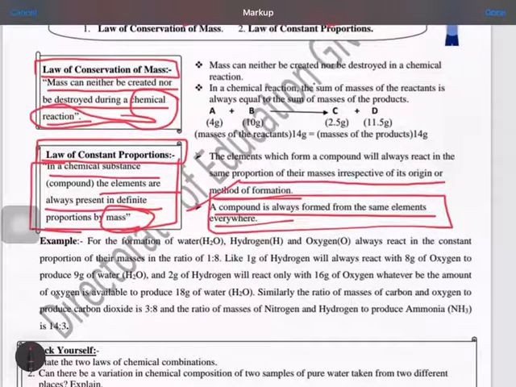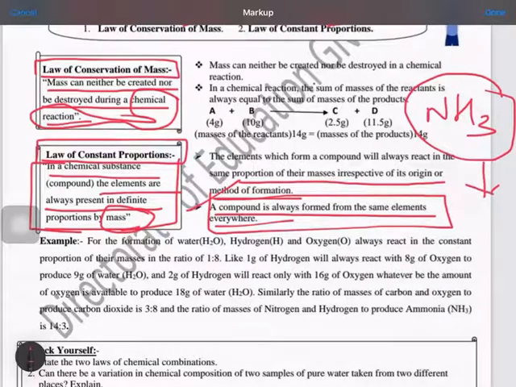If a compound has some formula, suppose if we talk of ammonia, it has NH3. So this compound will have the same formula wherever you go. That means one atom of nitrogen is combining with 3 atoms of hydrogen to give you ammonia. So a compound is always formed from the same elements everywhere. We cannot say that when we go to a different country, ammonia will have a different formula.